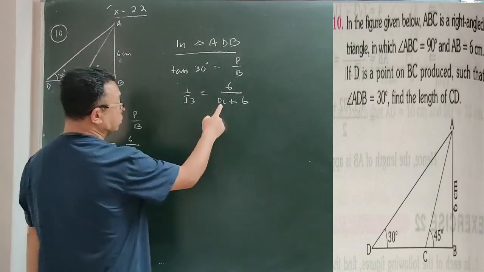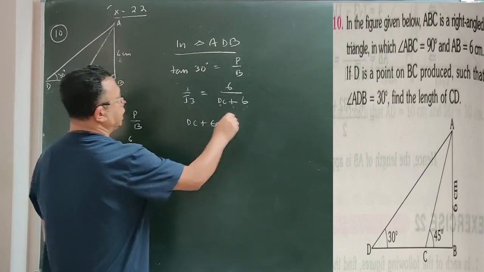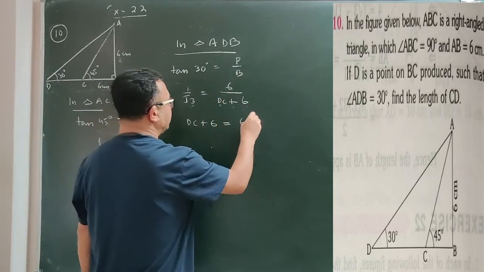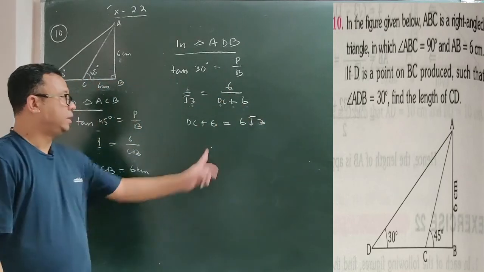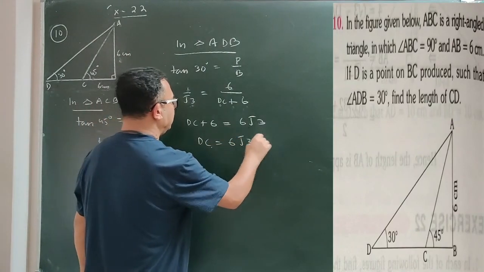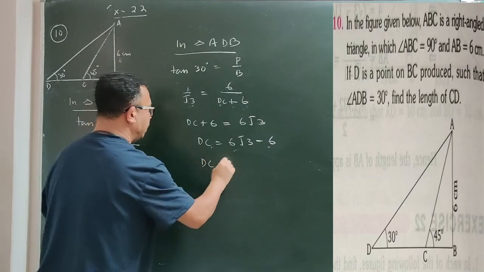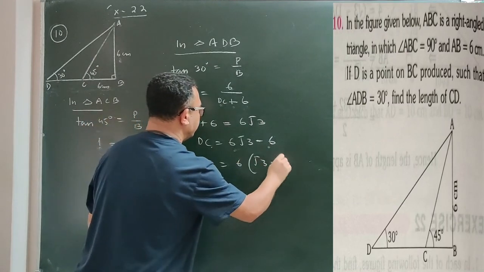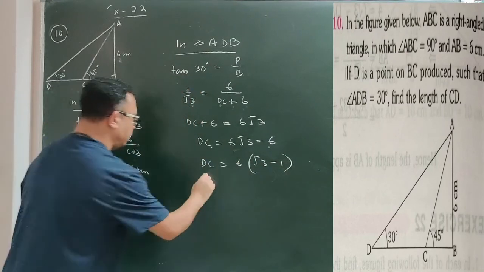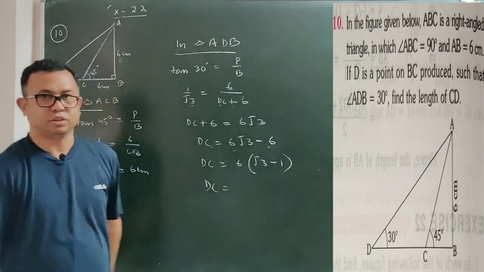We'll cross multiply now. DC plus 6, as it multiplies 1, it becomes DC plus 6, and on the other side root 3 will multiply 6 to give you 6 root 3. Transfer this 6 on the other side, we'll have DC equal to 6 root 3 minus 6. So taking 6 as common, DC value is 6 times root 3 minus 1. If you want to leave your answer in root form, then this is what the answer is.